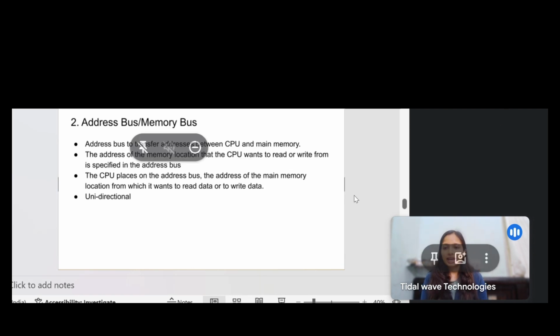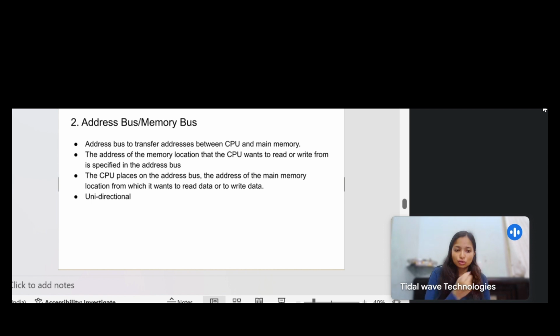Next is address bus. It stores the address of the next variable. Let's see that. Address bus is to transfer address between CPU and main memory. The address of the memory location that CPU wants to read or write from is specified in the address bus. Whichever location that CPU wants to read or write, it will be mentioned in that same address bus. The CPU places on address bus the address of the main memory location from which it wants to read or write the data. As I mentioned, it is unidirectional.